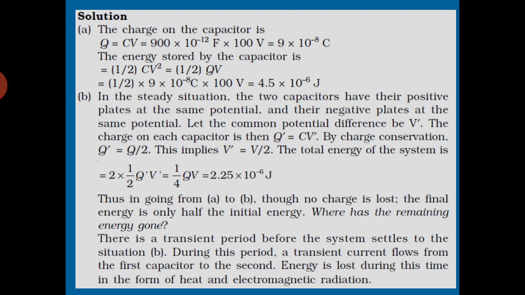So if you find its value from half QV, half Q means 9 into 10 raised to power minus 8. V is given to you as 100. So energy U comes out to be 4.5 into 10 raised to power minus 6 joules. Don't forget to write the units for the energy.